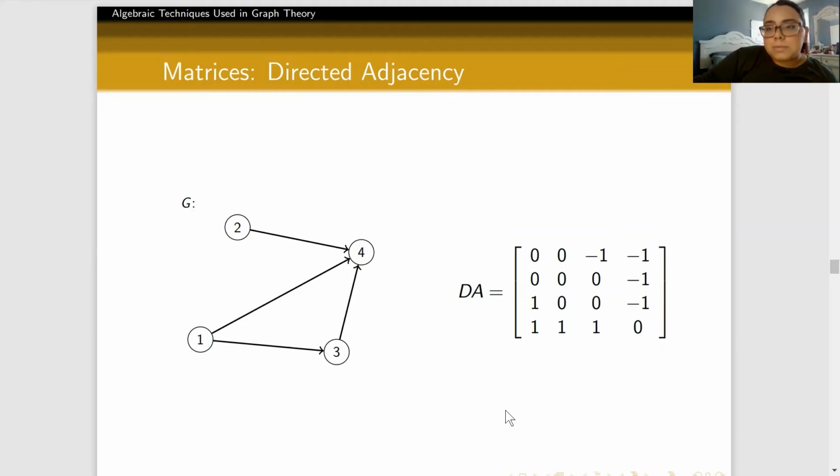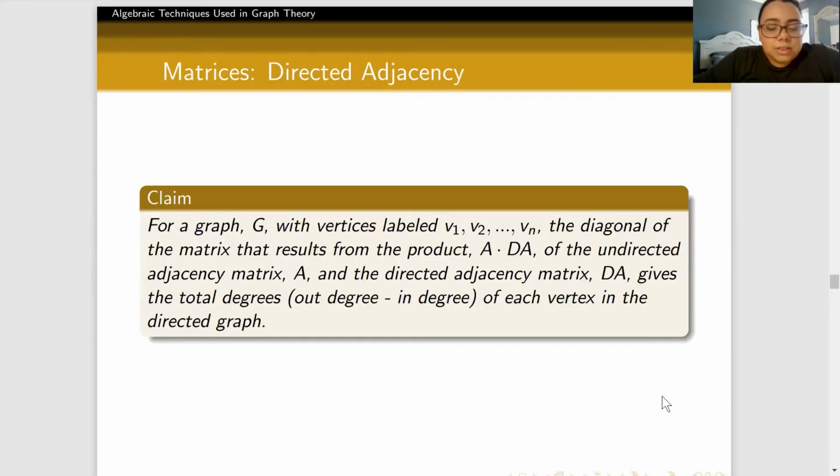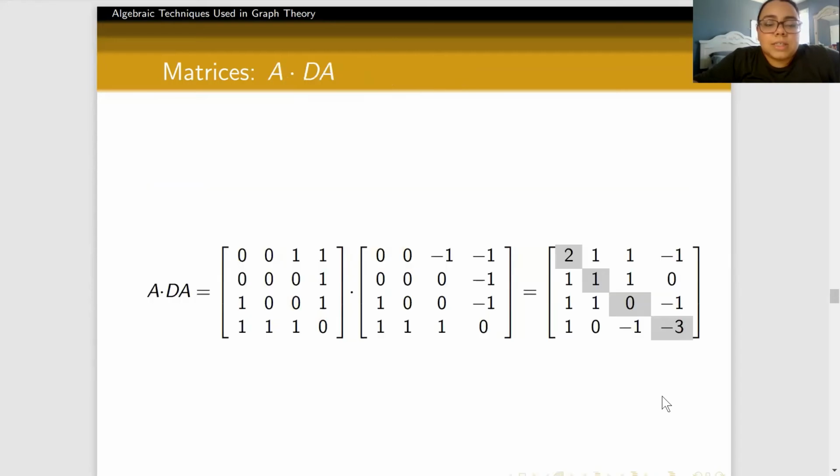So we can see that this matrix is very similar to the adjacency matrix, but not symmetric because half of the ones turned into negative ones. The result of this matrix comes from multiplying the adjacency matrix times the directed matrix. And the diagonal of the product gives us the total degrees of each vertex. So we can see the product here.